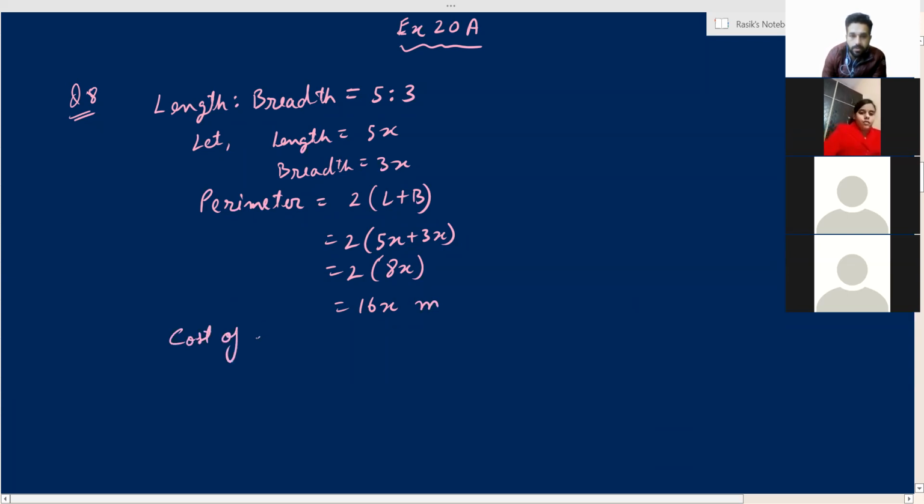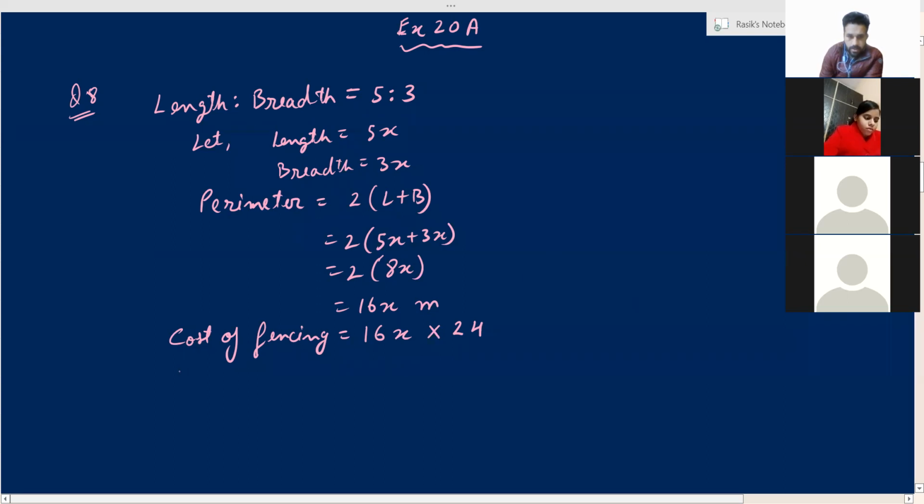So the cost of fencing, how will we find the cost of fencing? The total perimeter into the rate of fencing. Rate of fencing is 24 rupees per meter.